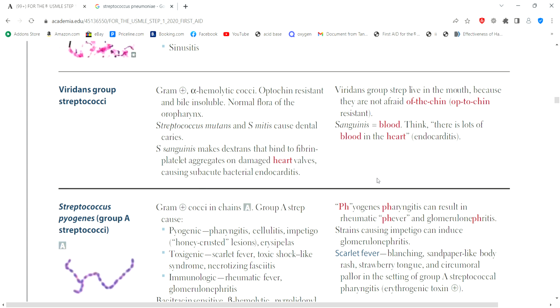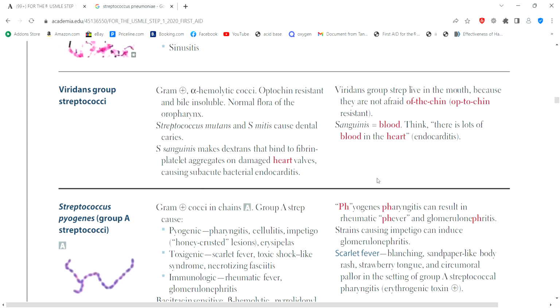Now, there are two things that make up the Viridans group Streptococci: Streptococcus mutans and Streptococcus mitis, and they both cause dental caries. Remember, we said these two like to attack the chin, so nothing will work. Optochin won't work in Viridans group strep. So remember this: Streptococcus sanguinis makes dextrans that bind to fibrin platelet aggregates on damaged heart valves, causing subacute bacterial endocarditis.